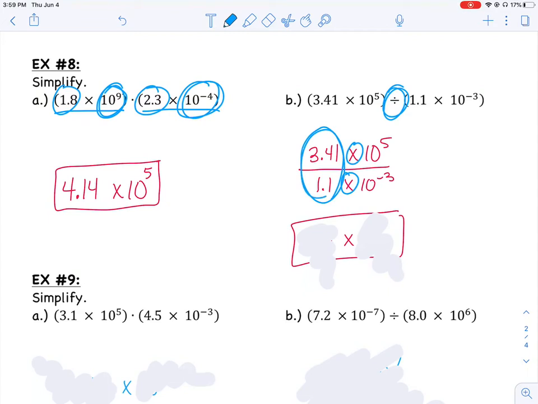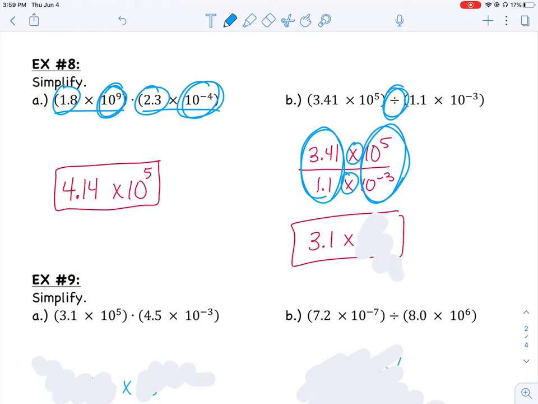And so we should be able to reduce or divide like terms. So I should be able to take this 3.41 and divide it by 1.1. So in my calculator, 3.41 divided by 1.1, I ended up getting 3.1, did you? Which is, again, perfect because we want one non-zero number in front of that decimal. Then I should be able to take my like bases here, my tens, and combine them as long as my bases are the same.